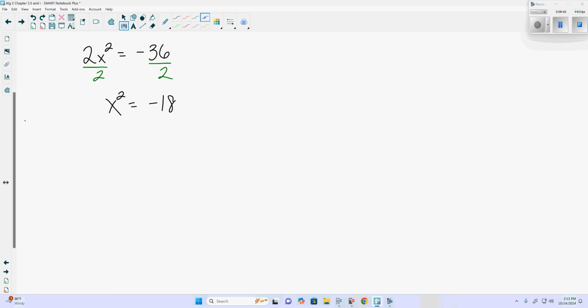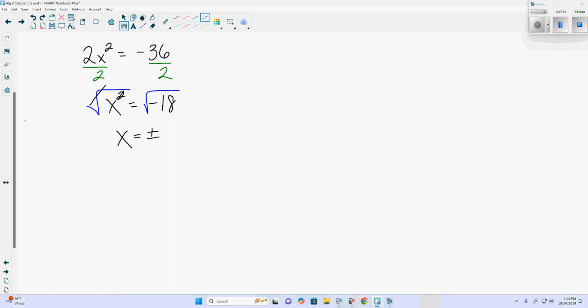x squared is by itself, so now we can take the square root of both sides. On the left-hand side, the square root and the square would cancel, leaving x by itself. Again, I didn't do it on the last one, but whenever we take the square root of both sides, we have to put the plus or minus, because x could be the positive or negative case of our square root of negative 18.